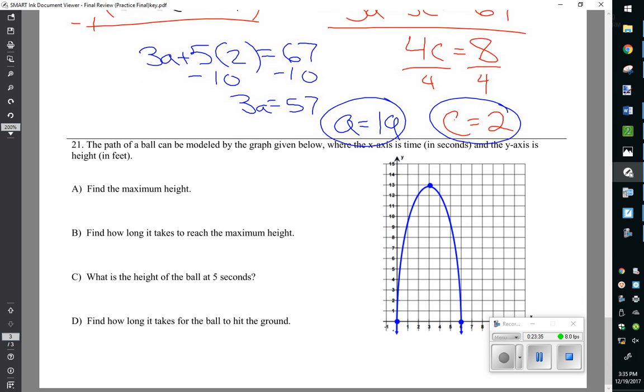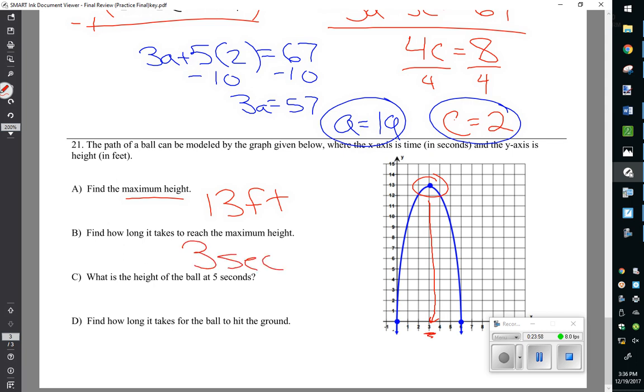All right. Last one. The path of a ball can be modeled by that graph where x is the time in seconds and y is the height in feet. Find the maximum height. It's right there. Looks like 13 feet. How long does it take to reach its maximum height? This down here is the time, so it's 3 seconds.